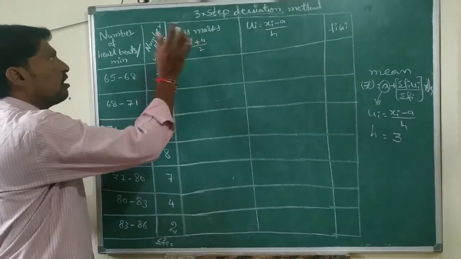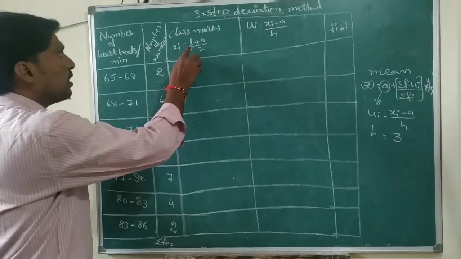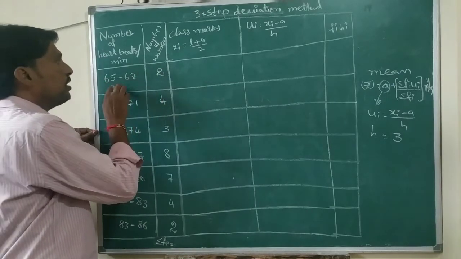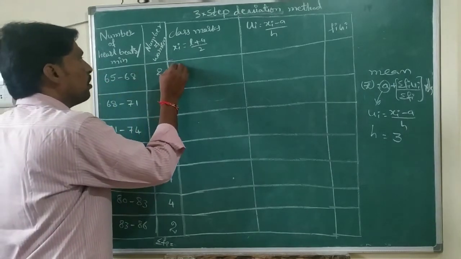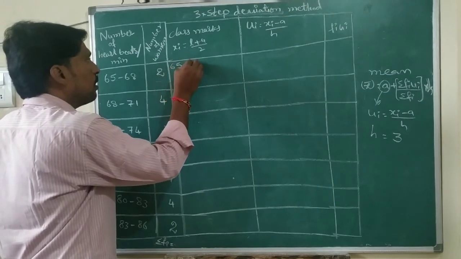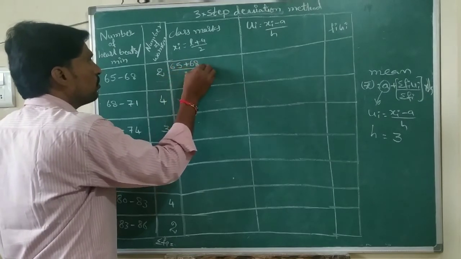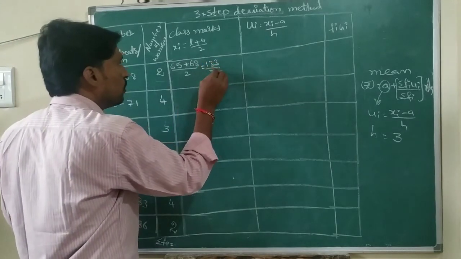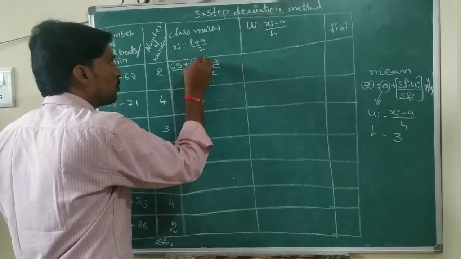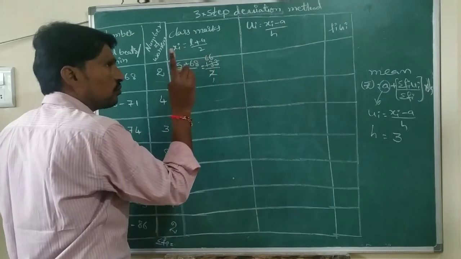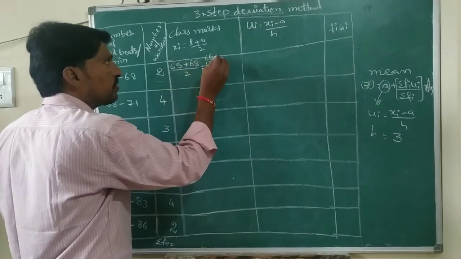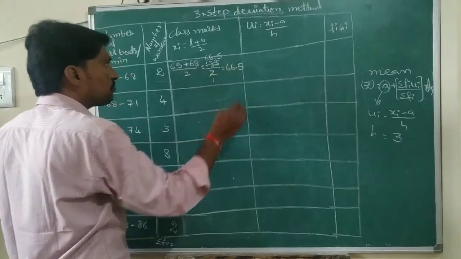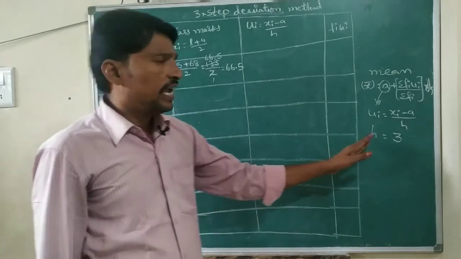Now first we have to find the class marks. Class mark is (lower limit plus upper limit) by 2. In the class interval 65 to 68, the lower limit is 65 and the upper limit is 68, by 2. So 65 plus 68 is 133 by 2, which is 66.5.